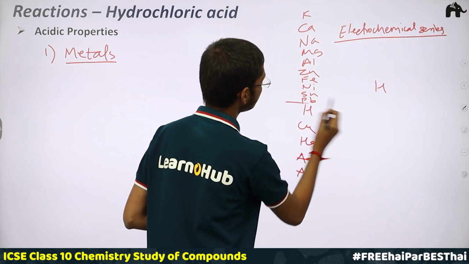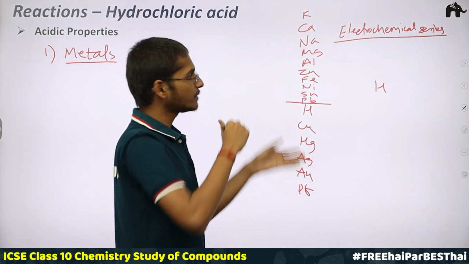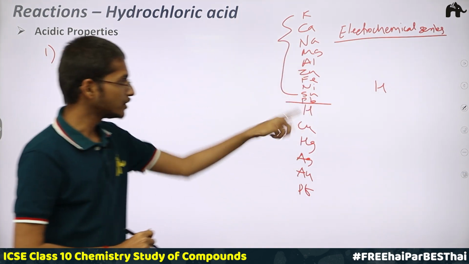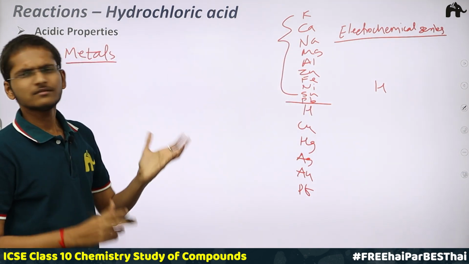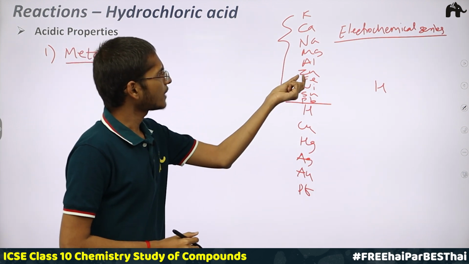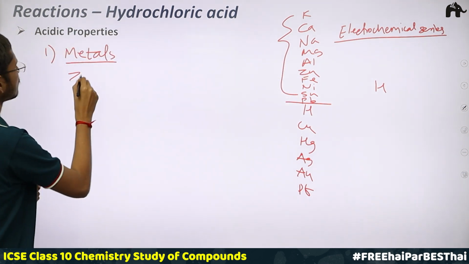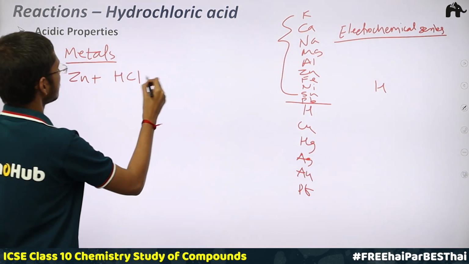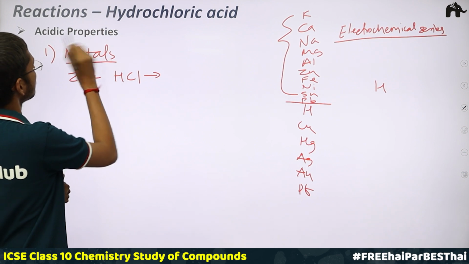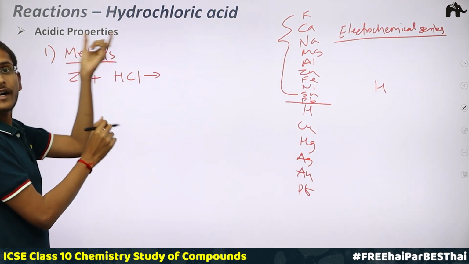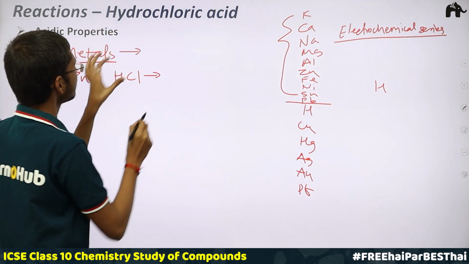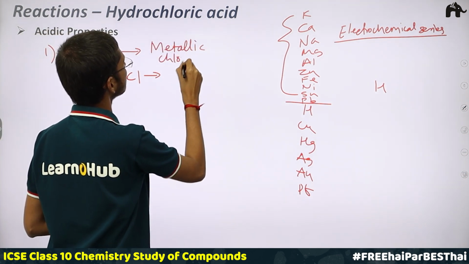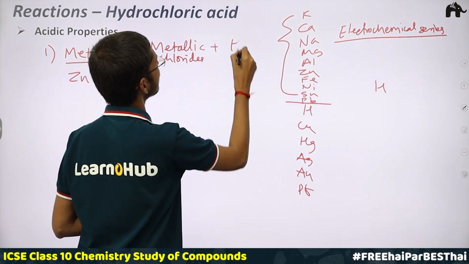Now you can figure out that all the metals above hydrogen, hydrochloric acid would react with all of them. But below hydrogen, it won't react. Any one example, suppose I'm taking zinc, my favorite one. So zinc plus HCl. Now what would it give me? On the action of hydrochloric acid on metals, we get metallic chlorides and hydrogen gas is evolved.